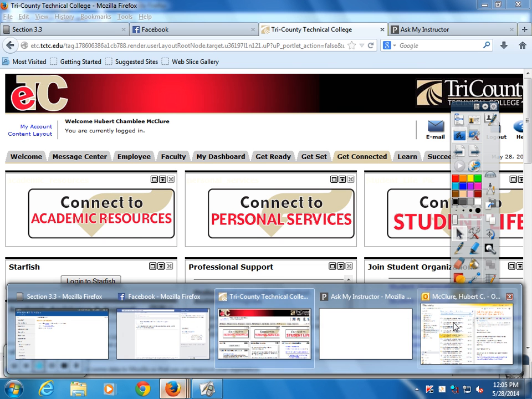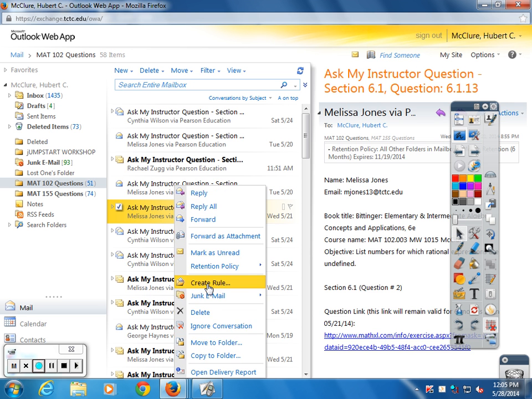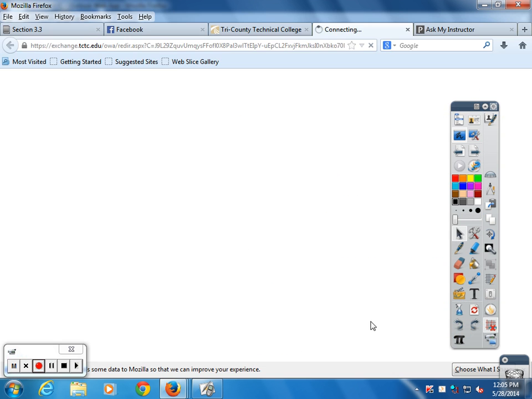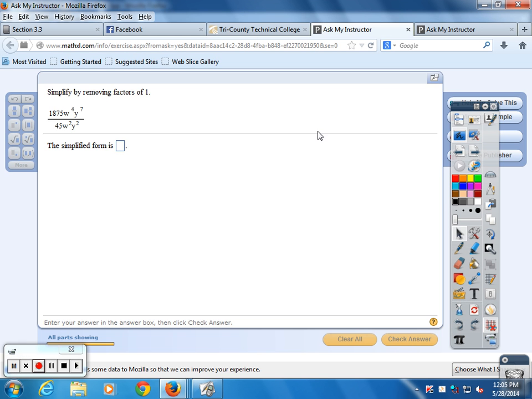Let's do the next one. 19, number 4. All right, now when you see these directions, simplify by removing factors of 1. This is a 25-cent word for reduce. You're not finding what gives you 0. They're not asking you that. They're asking you to reduce.